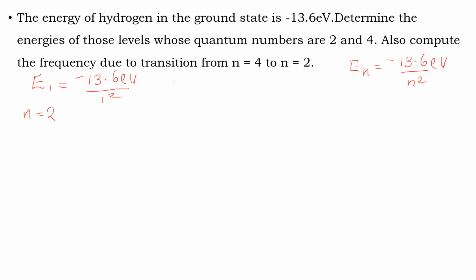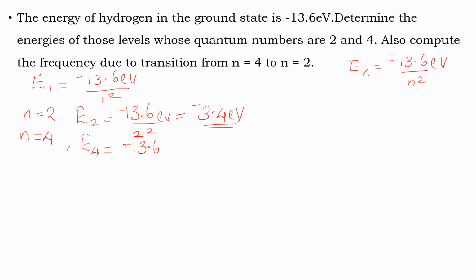For n is equal to 2, the energy is E2 is equal to minus 13.6 divided by 2 square eV, that is minus 3.4 eV. And for n is equal to 4 state, the energy is E4 is equal to minus 13.6 divided by 4 square eV, that is minus 0.85 eV. That is the energy corresponding to quantum numbers n is equal to 2 and n is equal to 4. Also, compute the frequency due to transition from n is equal to 4 to n is equal to 2.